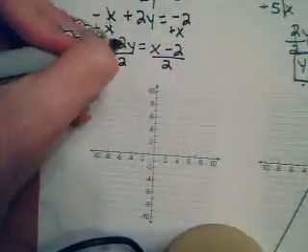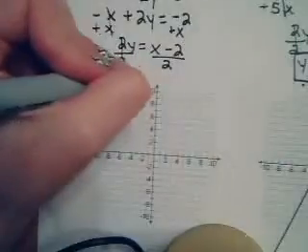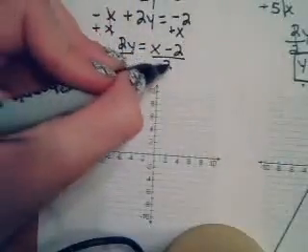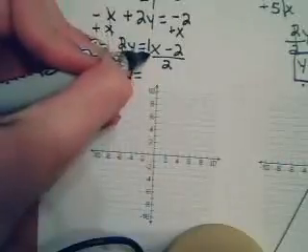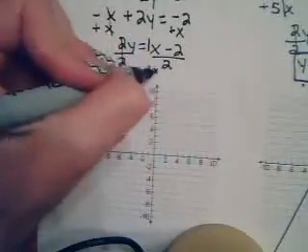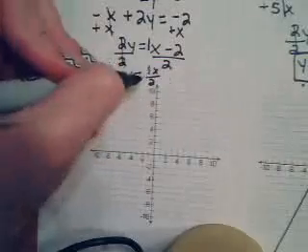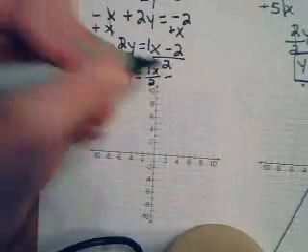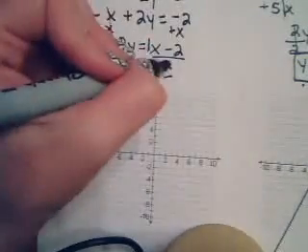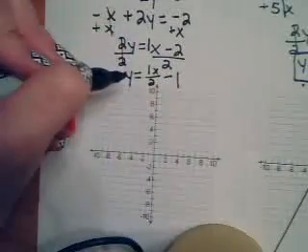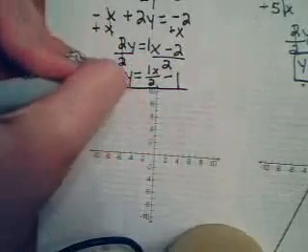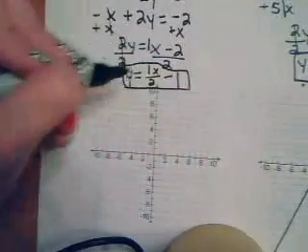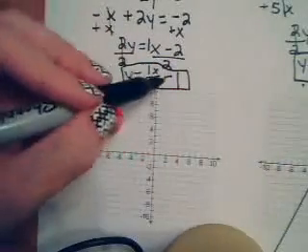So on the left, my 2's cancel, and I have y equals, and then here I have x over 2, but we know that there's an invisible 1 here, right? So I really have 1x over 2, or 1 half x, minus, and then 2 divided by 2 is 1. All right, now I have my second equation in slope-intercept form. And it's ready to graph.